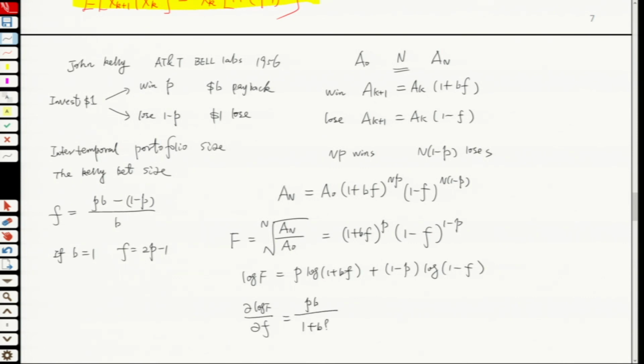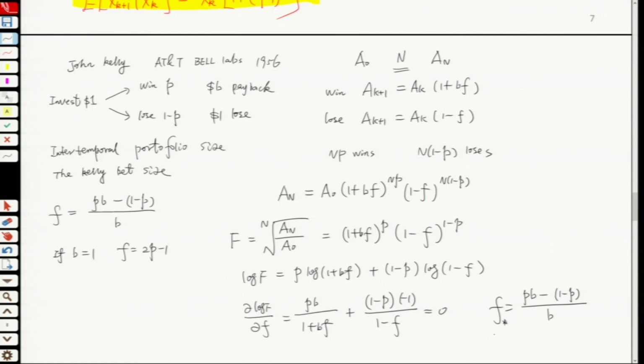This becomes PB over (1 plus BF). Agree? Because you have a coefficient B, you need to take it out, and then you put the 1 plus BF into the denominator, with B on the top. Then plus (1 minus P), but this coefficient is minus 1, so you put minus 1 over here, then divide by (1 minus F). And you make this equal to 0. If you solve this, F equals (PB minus (1 minus P)) over B. This is the solution.